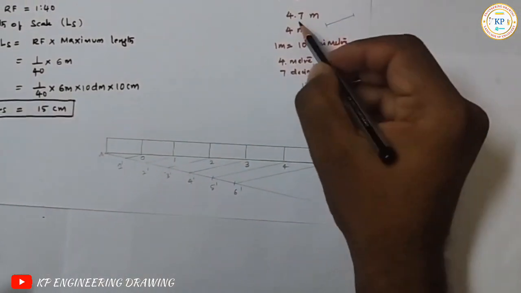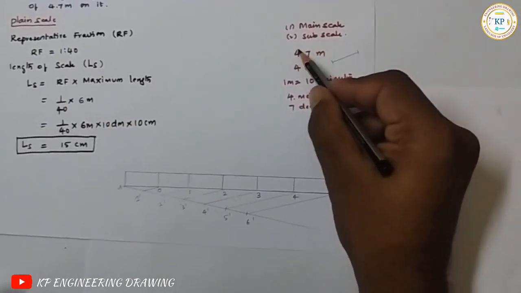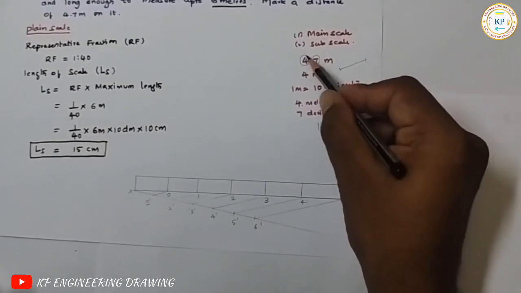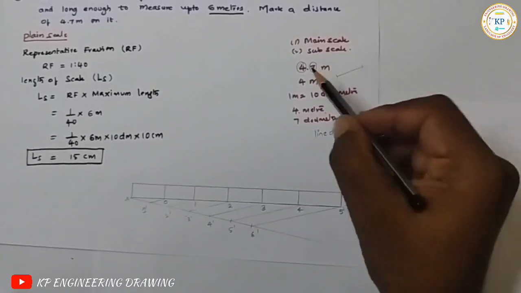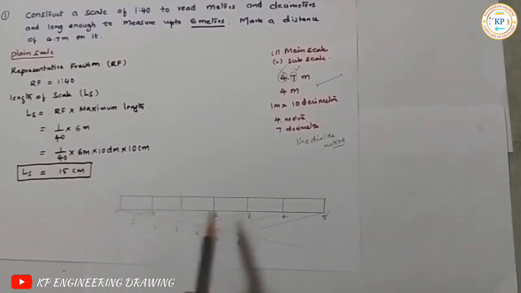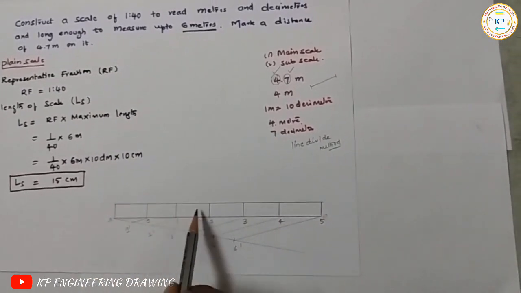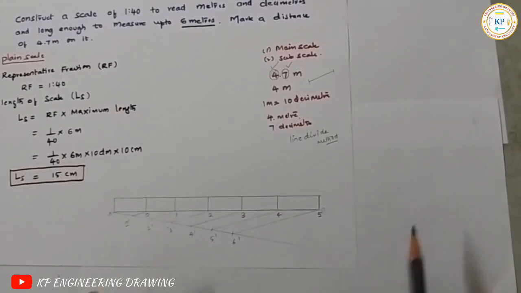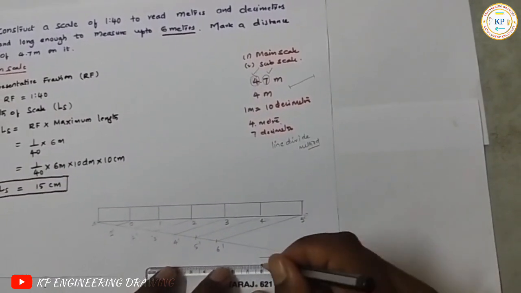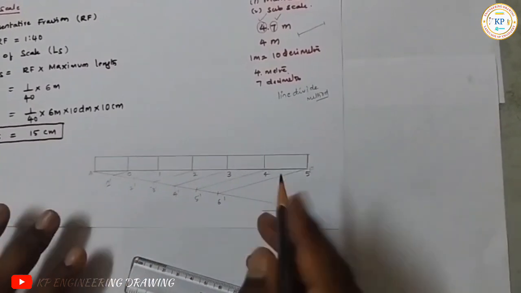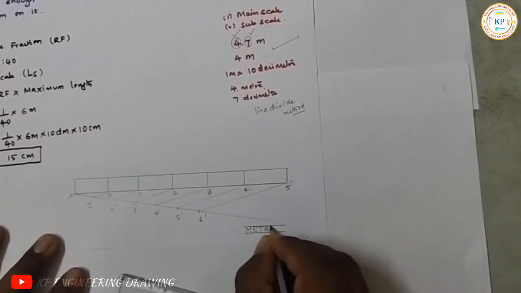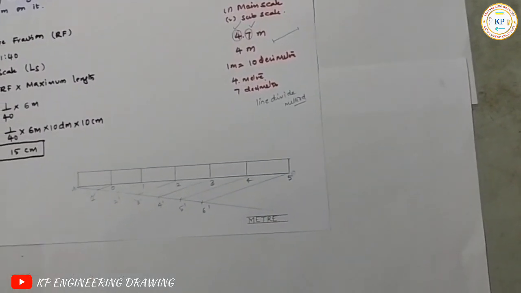So main scale is, already said 4.7 meters we have to mark. So 4 is the main scale and this 7 after the decimal is the subscale. So 4 is the meter scale and 7 is the decimeter scale. So main scale and subscale. So we have drawn the main scale by showing 6 meters. 1 meter, 2 meter, 3, 4, 5 and 6 meters. So you write here meters, so that the scale is a meter scale. Meter. Right?